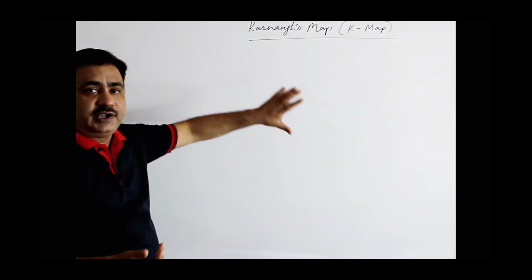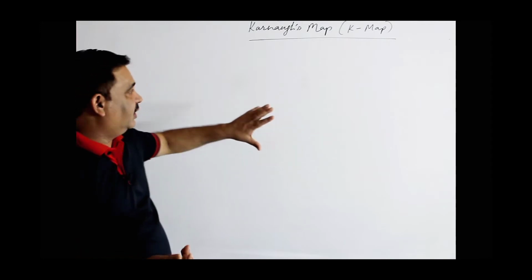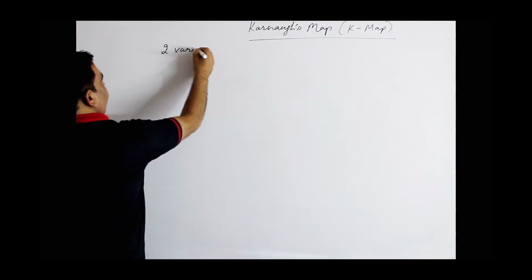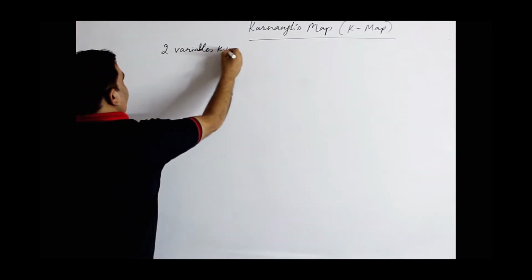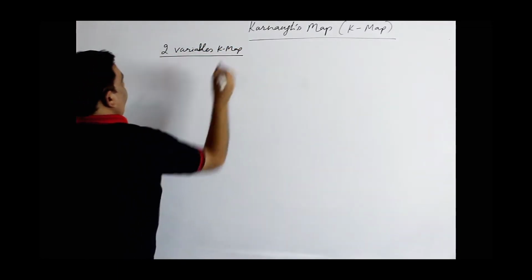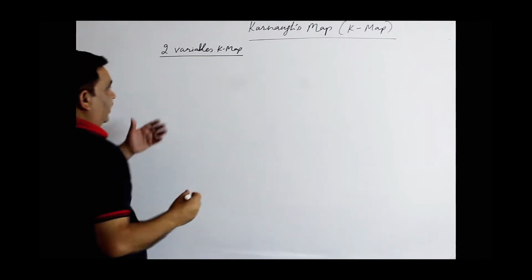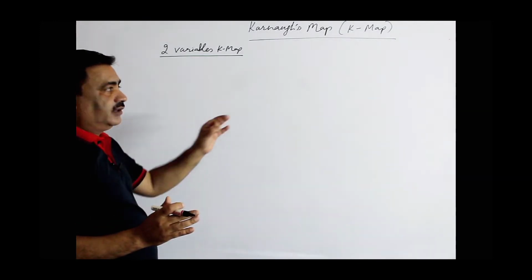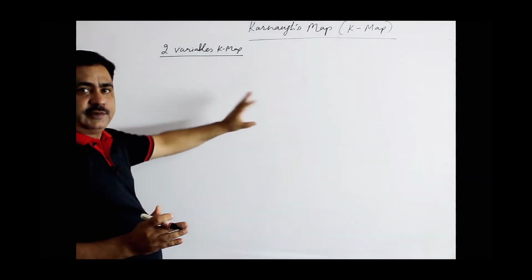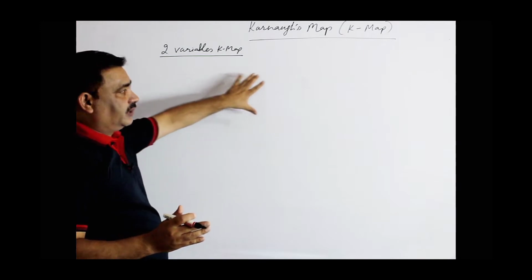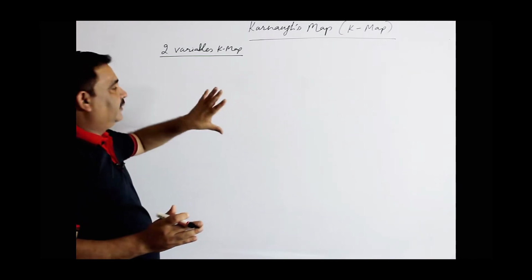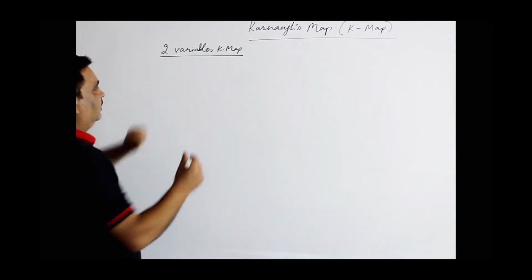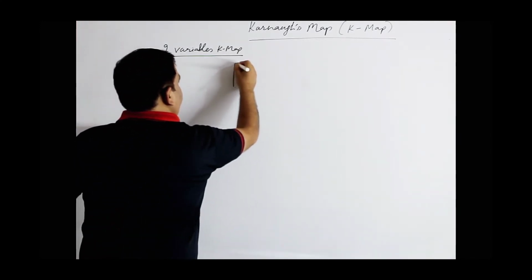But how to draw a K-map? First of all, the base of the K-map, for 2 variables. As I told you, K-map is used to reduce any Boolean expression without applying the laws of Boolean algebra, or through a graph or picture, we have to solve it. So, if the expression contains only 2 variables, then you have to draw like this.